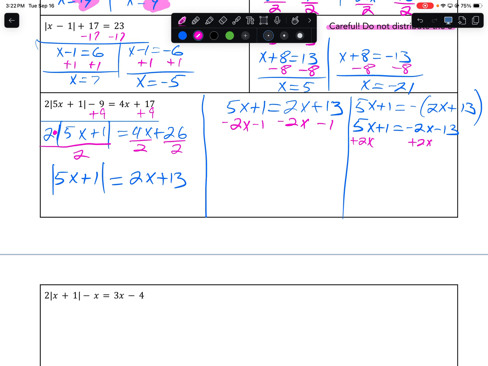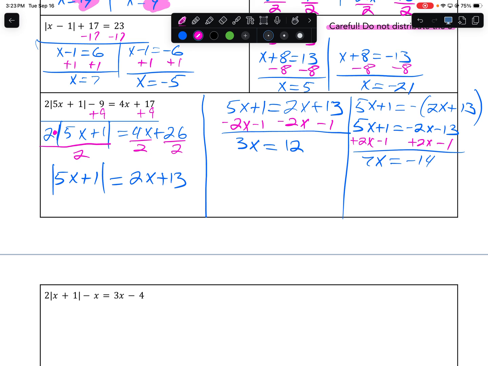Remember, you always have to keep it lined up. X's with x's, numbers with numbers. Then I'm going to subtract 1 from both sides. So we get 3x equals 12 on the left equation. On the right equation, we get 7x equals negative 14.